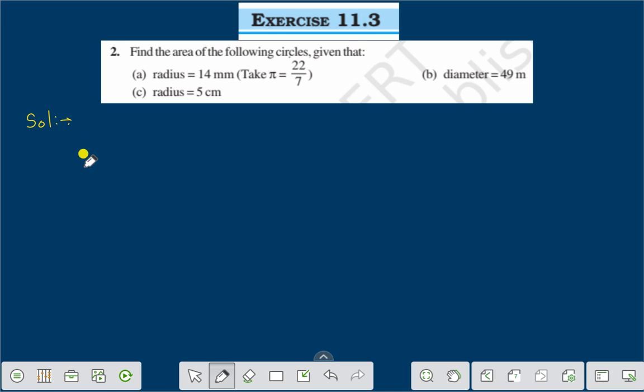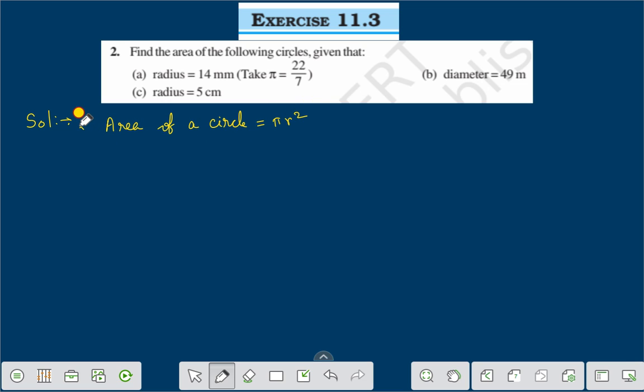Here the radius is given as 14 millimeter, right? Radius, that is R, is given. We know that the area of a circle is equal to pi r square.